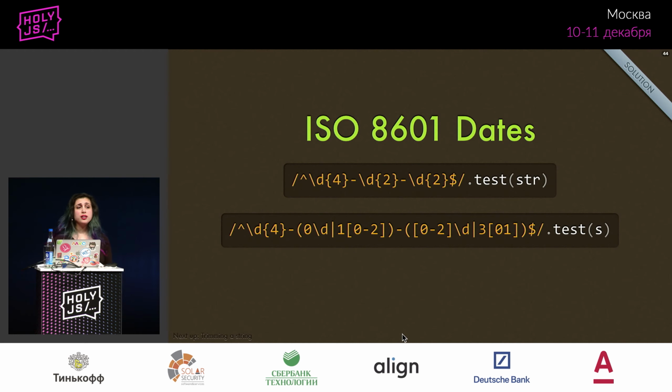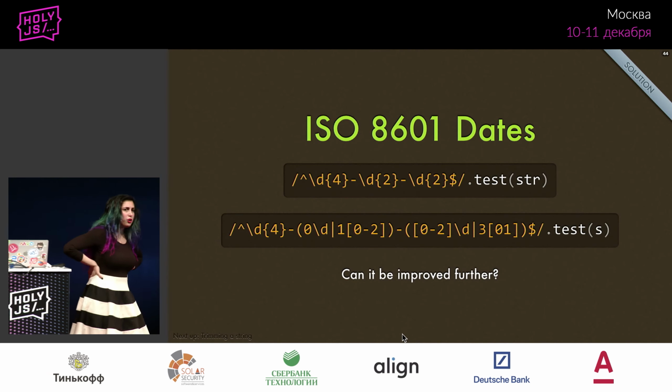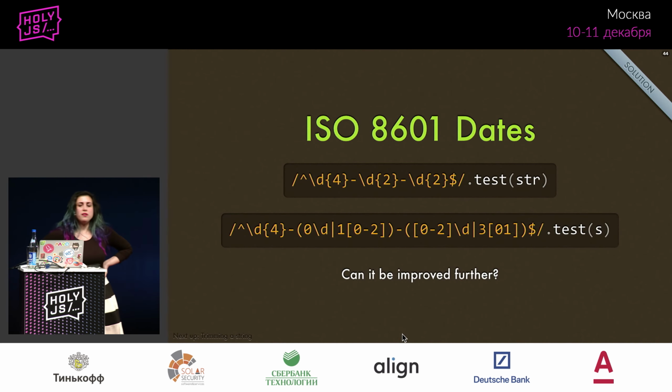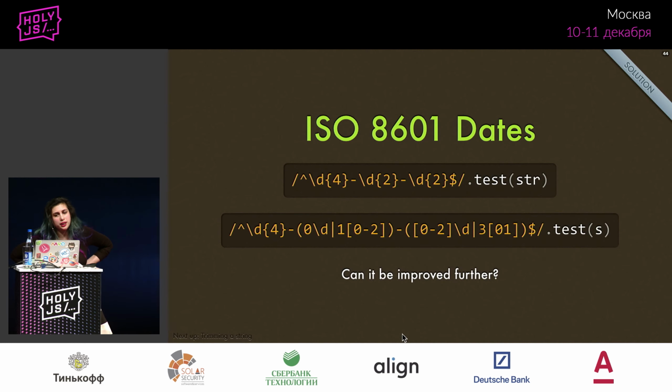It will still allow dates like 31st of February. So it can be improved further probably, but you really don't want to go through that. If you're just doing some validation or something, this is probably sufficient for most cases. Try to be pragmatic.